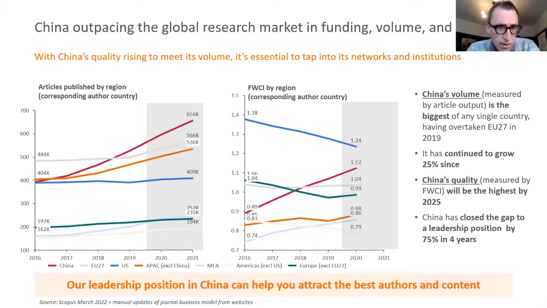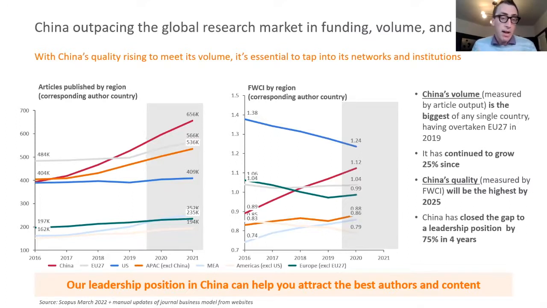I would point also to some data behind the data. It's not just generally solid, China's quality impact. Of the global top 1% cited articles, China has over 21% share.